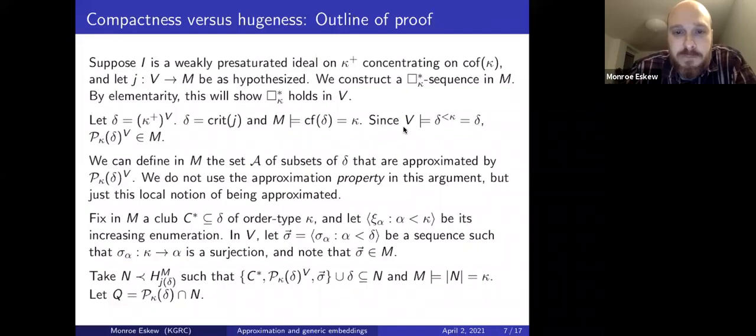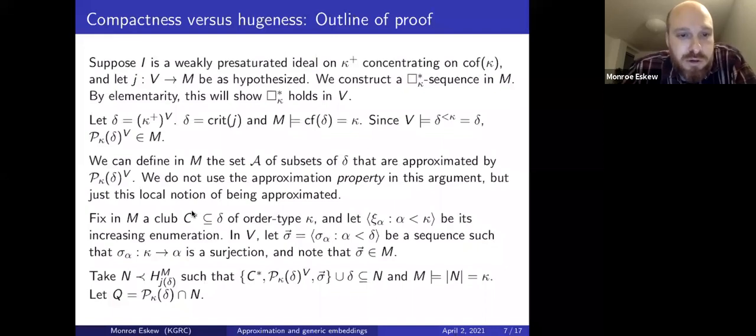So we assume in the hypothesis of the theorem that 2 to the less than kappa is kappa plus or less. So we have delta to the less than kappa is delta. And therefore, the P kappa delta of V is a member of M. This is because you can just list it out and then apply j to it and then restrict to the first delta members, and that's the same object.